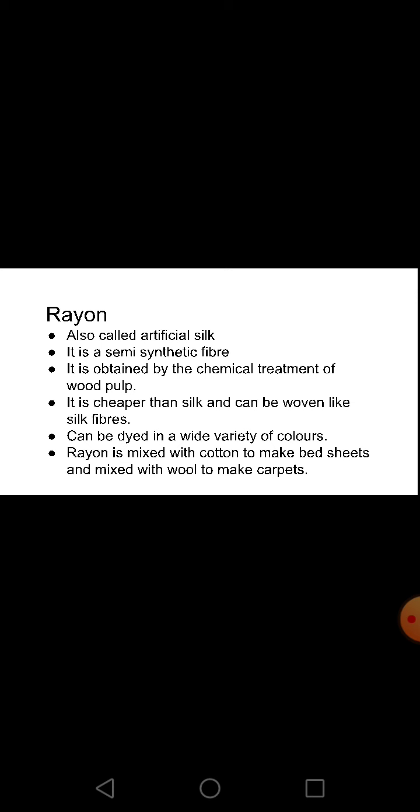Then, what are the properties of rayon? It is cheaper than silk, it can be woven like silk fibers, and it can be dyed in a wide variety of colors. Rayon is mixed with cotton to make bed sheets, and mixed with wool to make carpets. So the first synthetic fiber you learned is rayon, also termed artificial silk. It is a semi-synthetic fiber obtained by the chemical treatment of wood pulp.